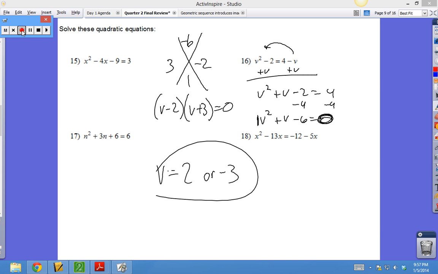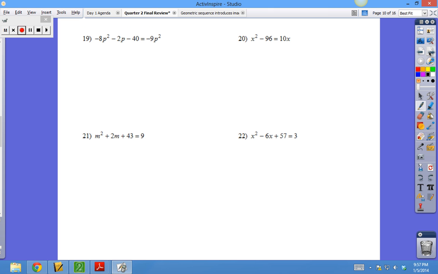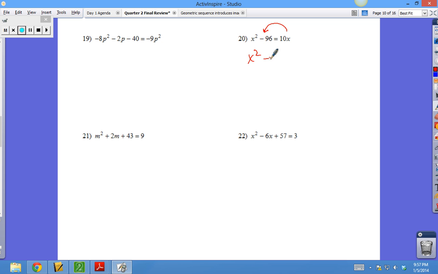Okay, so you try the other three and see if you can figure them out. The next series, you've got four quadratics. I'm going to look at number 20. So I'm going to get everything on the same side. I'm moving these over. So I got x squared minus 10x minus 96 equals 0.